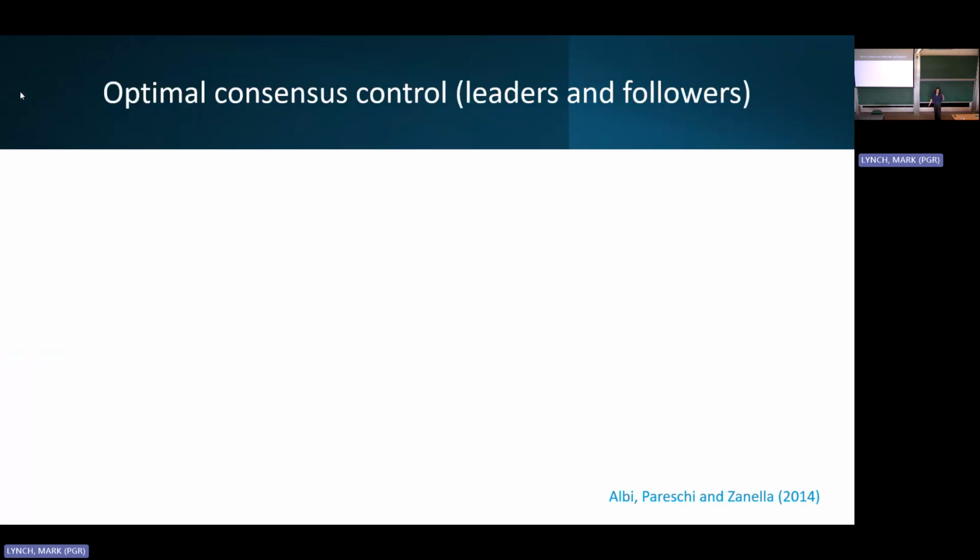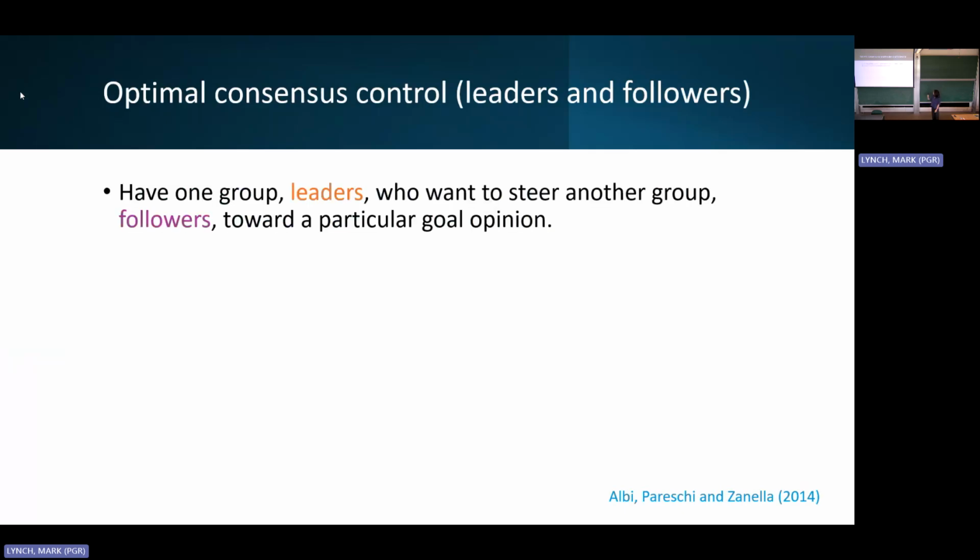Okay, and now I want to talk a bit about optimal consensus control. So optimal consensus control is basically concerned with, we want to steer the consensus of our population towards a certain value. And one way that this is done is via a leader and followers model, which is done by Albrecht and Pareschi. So we have 2 groups. We have one of leaders who want to steer the other group, the followers, towards a particular goal opinion. And then we modify the Hegselmann-Krause formulation we saw on the previous slide for the setup.